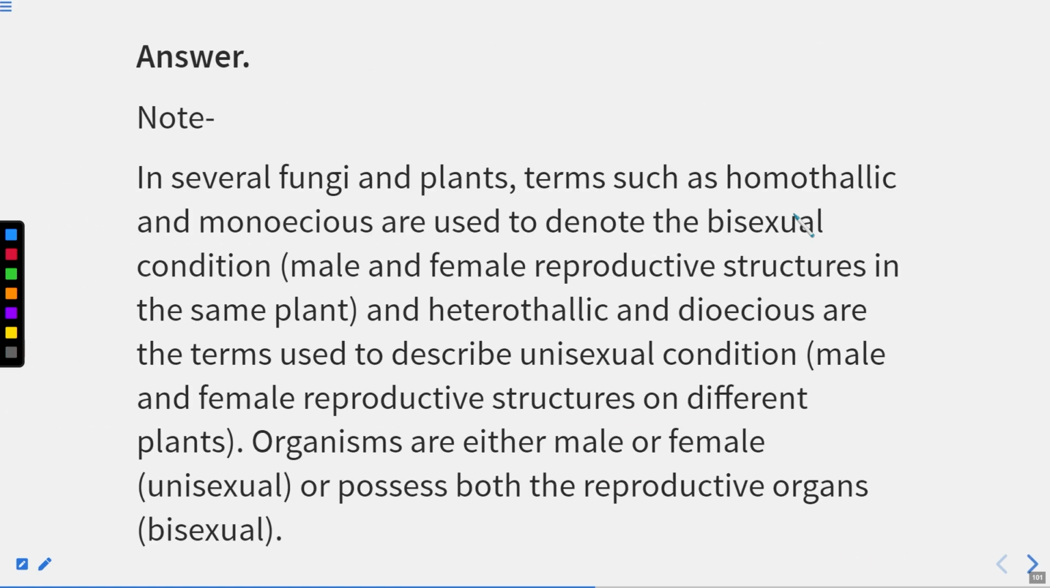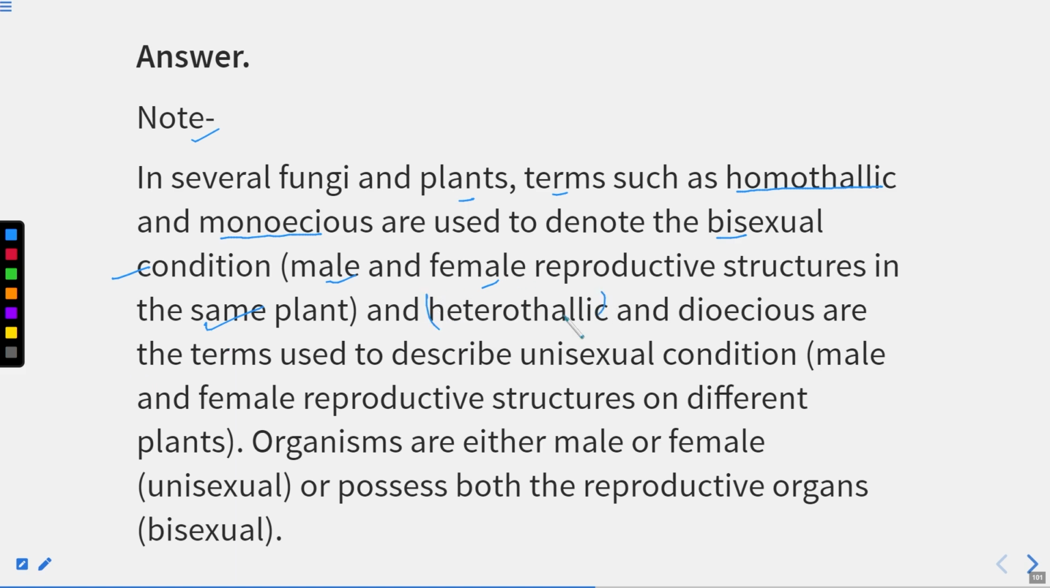This is clear. Now, here is a note I've given. In several fungi and plants, terms such as homothallic, this you have to remember, and monoecious are used to denote the bisexual condition. And what is bisexual condition? Where male and female reproductive structures are present in the same plant.